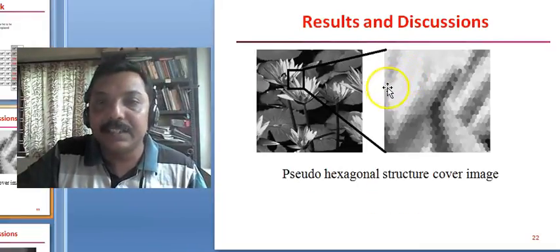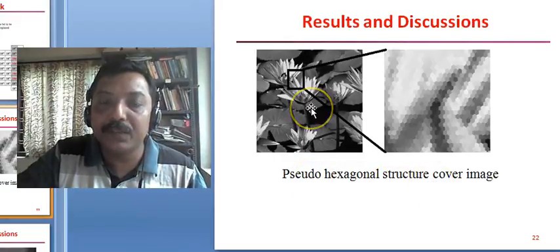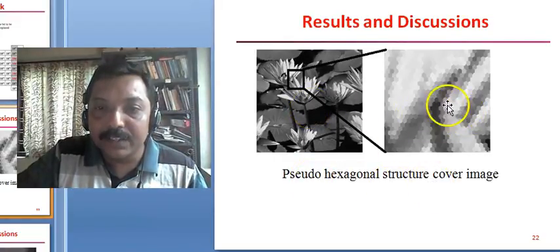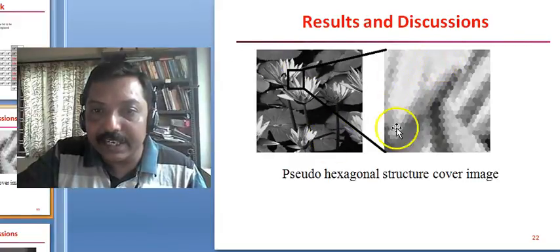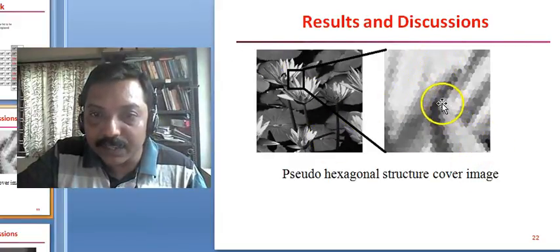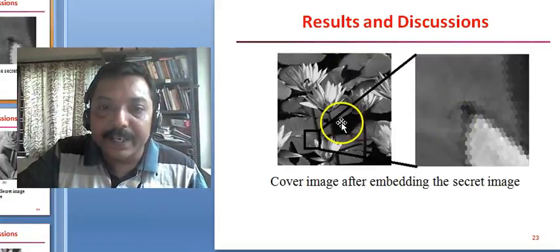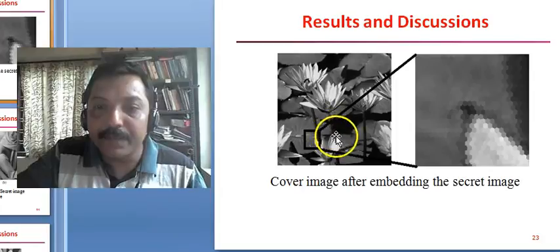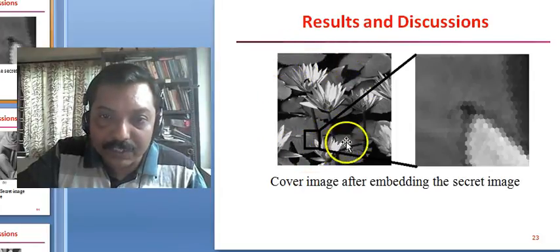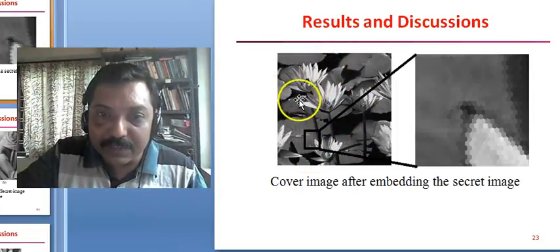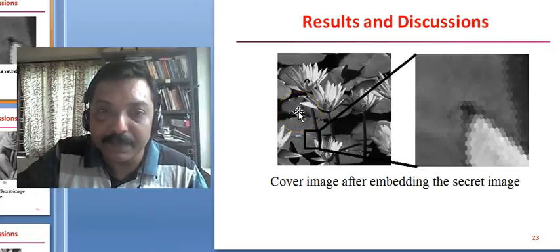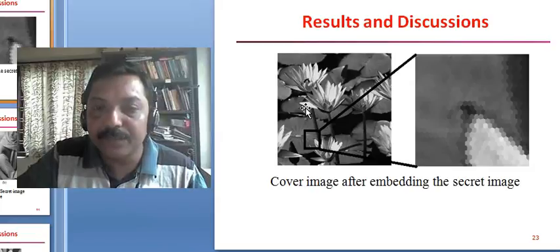And now let us see the resultant discussion. This is the pseudo hexagonal structure cover image obtained using the JK algorithm. Here we can see this image, and this is the enlarged or zoomed version. Here you can see that the pixels are of hexagonal shape. And this is the cover image after embedding the secret image, and here also you can see that it is not much affected by this embedding process. This cover image is the same as the original image, because only a single bit of each subpixel is changed.